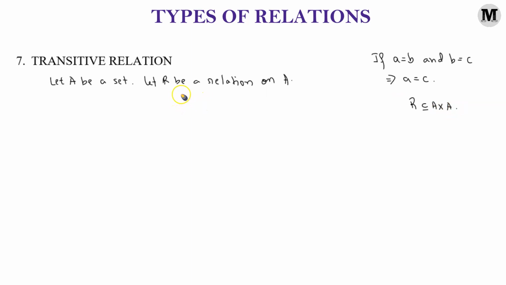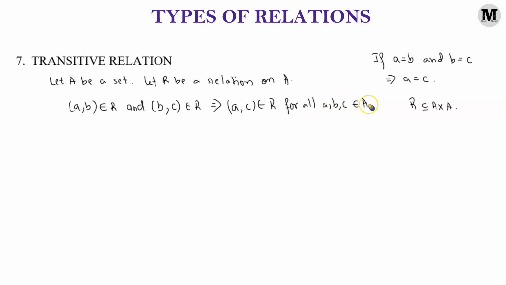Now we are going to define R as a relation on A in a very specific way. If we consider one ordered pair (A, B) belonging to the relation R, and at the same time we pick up another ordered pair (B, C) belonging to the relation R, and this implies that (A, C) belongs to the relation R for all values of A, B and C belonging to the set A, then in that case we say that this relation R is a transitive relation. So R is a very special type of relation, referred to as a transitive relation. This is the definition of a transitive relation.